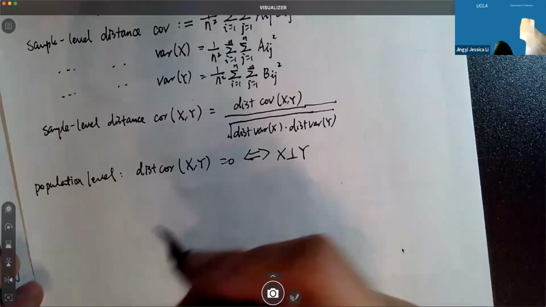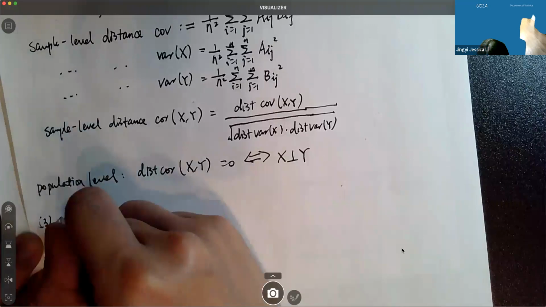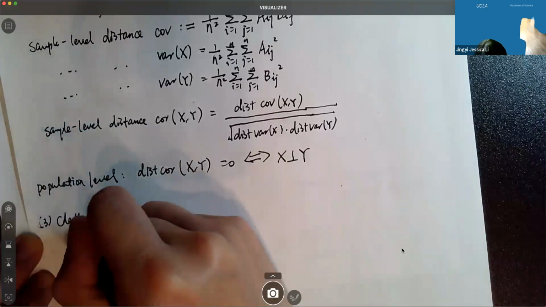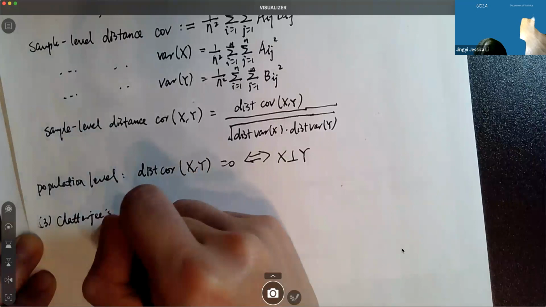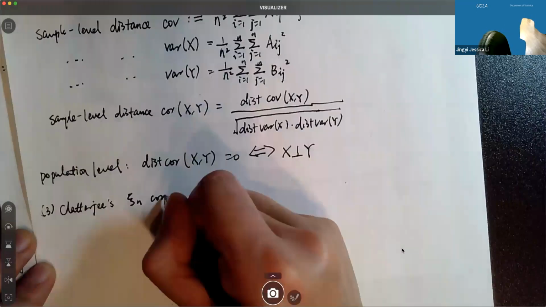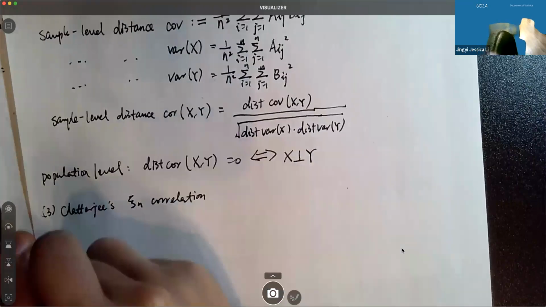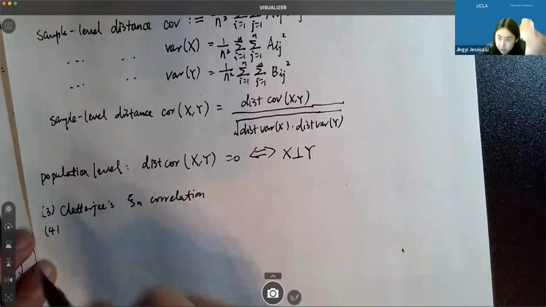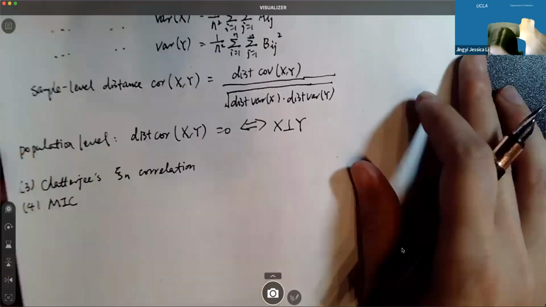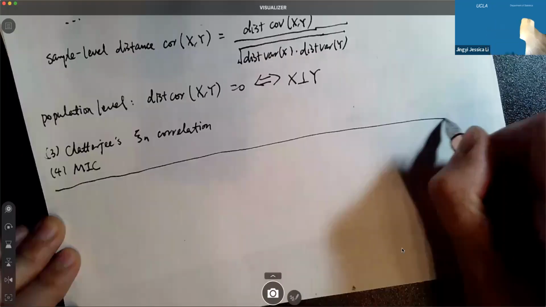Okay, so I'll just put that maybe the number 3 is Chatterjee's CSI correlation. This one will be posted as optional reading material if you're interested. The last one is the MIC, that Science paper. So these two will be posted. So the final topic is canonical correlation analysis.